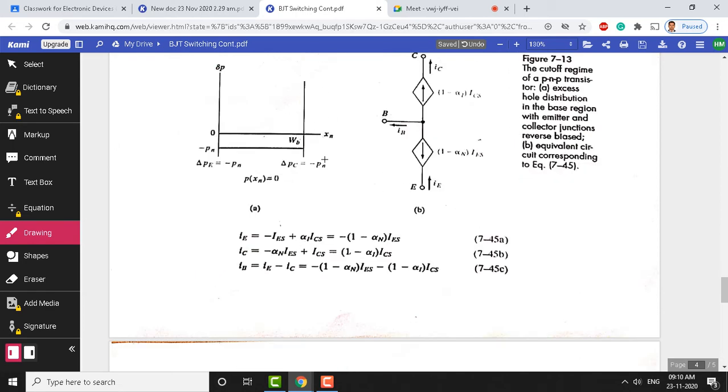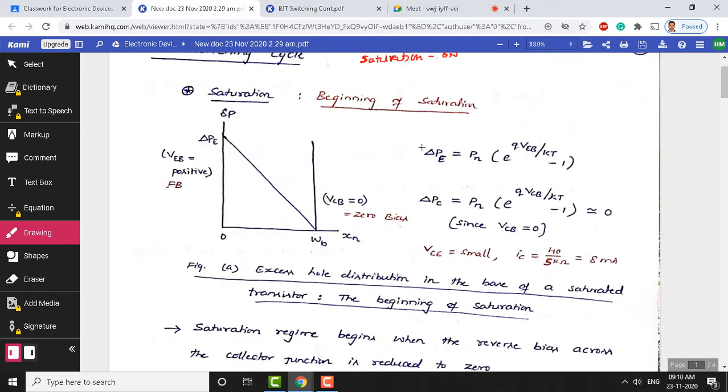These things we have explained with reference to the cutoff region. I don't want to go into more detail. Now let us see the things here. This graph is very important for us to understand with reference to the BJT. These vertical lines show the edge of the emitter base junction, and this line shows the edge of the collector base junction. And let us see what happens at the beginning of saturation.